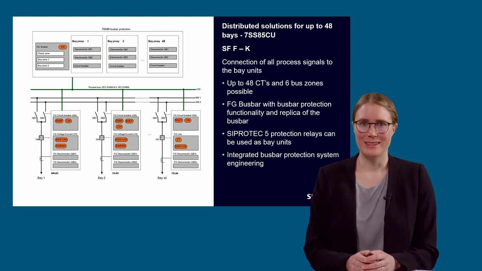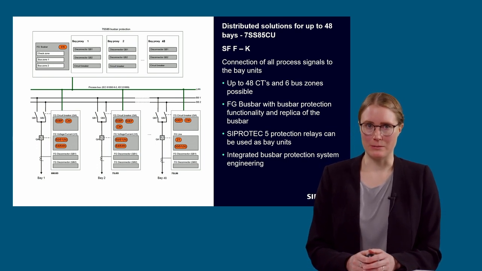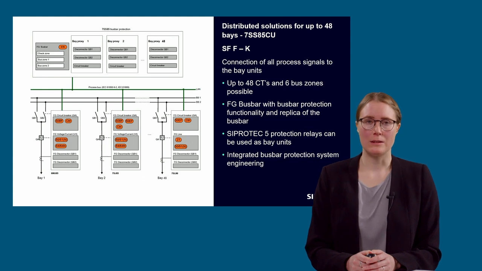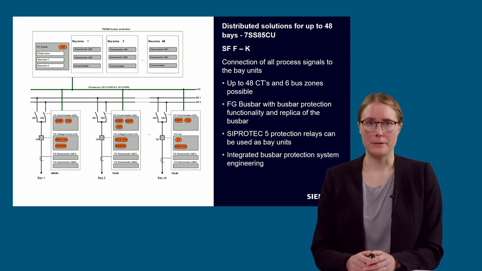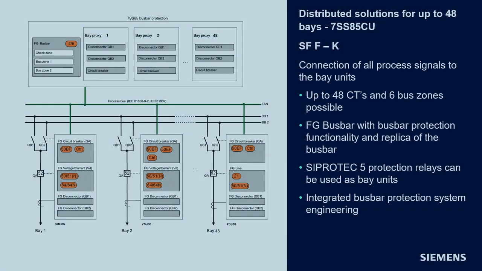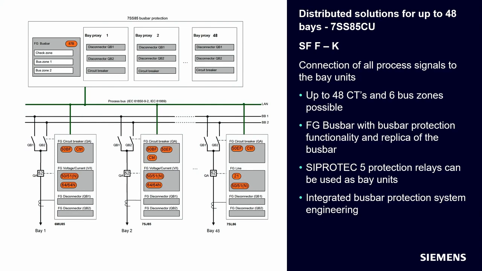With the 7SS85CU solution, a setup with up to 48 measuring points and 6 bus zones is possible. Also, in the 7SS85CU solution, every ZIPROTEC 5 device can be used as a merging unit. The requirement to the device hardware of the 7SS85 is to have an Ethernet BD module for 16 measuring points each. With 3 modules, one comes then to 3 times 16 measuring points, which are altogether possible.